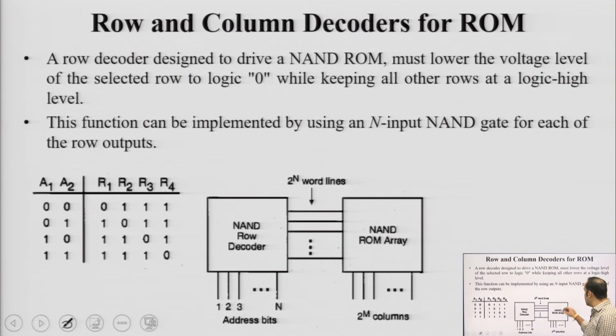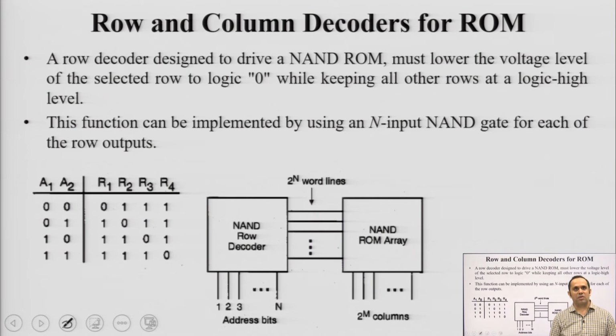This is the column part of it. So, for n address bits you will generate 2 to the power n word lines, and suppose you have a 2 bit address, for 0 0, row 1 goes to 0, others are high. Similarly, if you have a 1 1 address location, a 2 bit address, then row 4 gets selected by keeping it at logic 0, while all other rows are at logic 1.